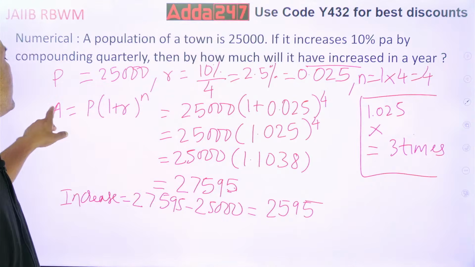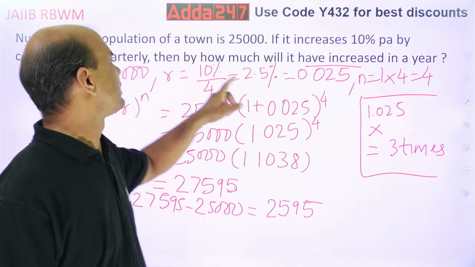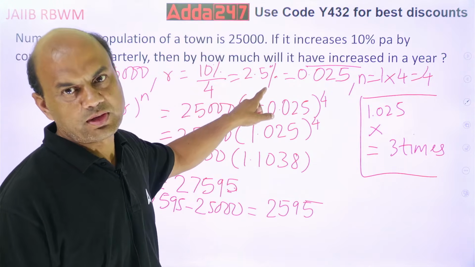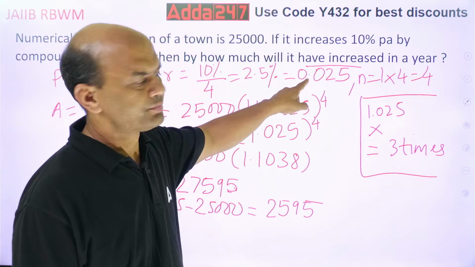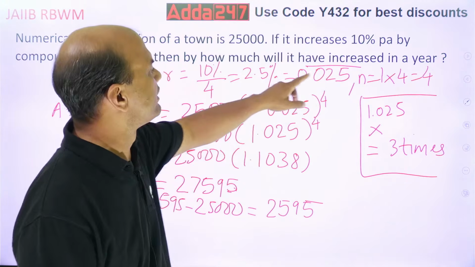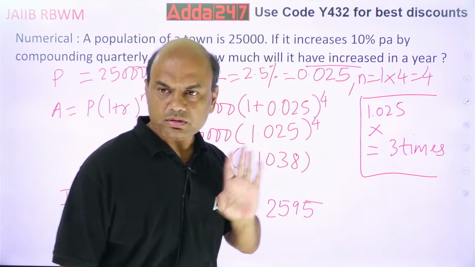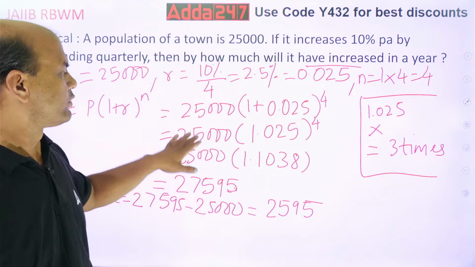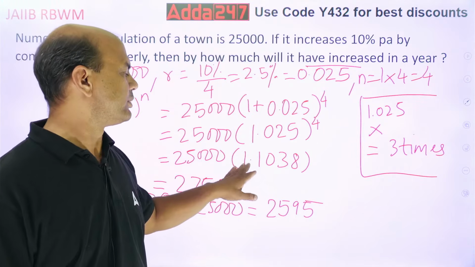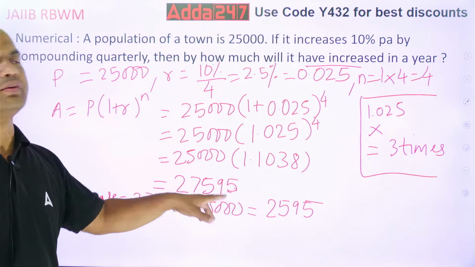27,595. A equals P into 1 plus R to the power N. So 25,000 into 1 plus R. R is 10%, but quarterly, so divide by 4: 2.5%, so 0.025. So 1 plus 0.025 raised to N. N is 1 year, but multiply by 4, so raised to 4. Clear? So 25,000 into 1.025 raised to 4, so 25,000 into 1.1038, which is equal to 27,595.